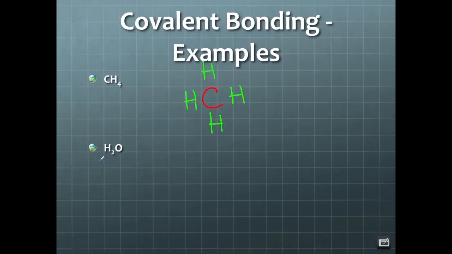Next, we want to add in the electrons, starting with our central atom. So we're going to add in carbon's 4 electrons, and then we're going to add in 1 electron each for each of our hydrogens.